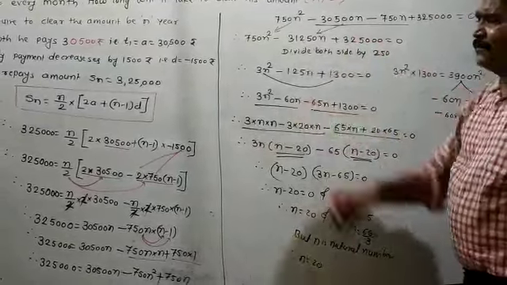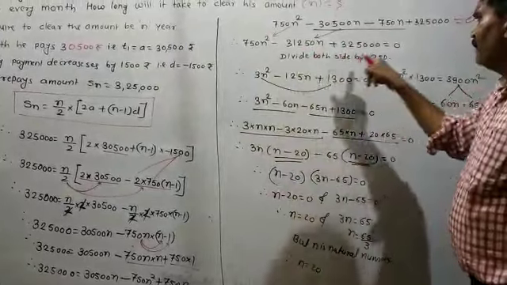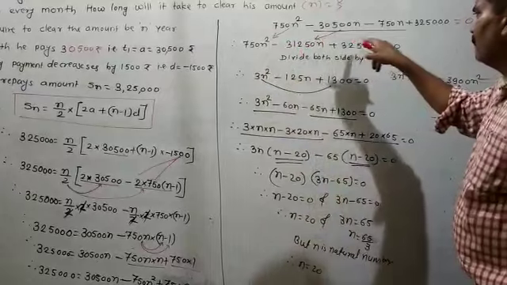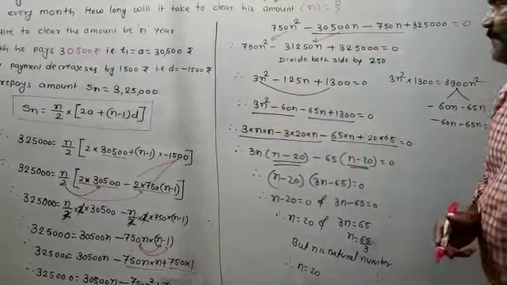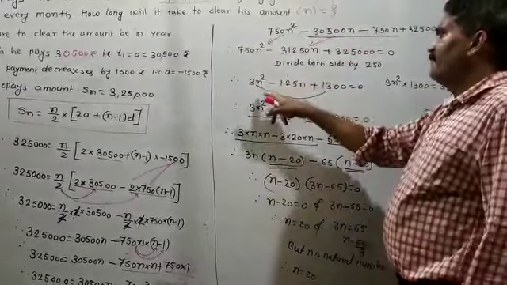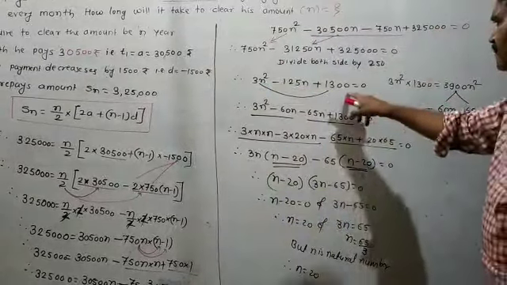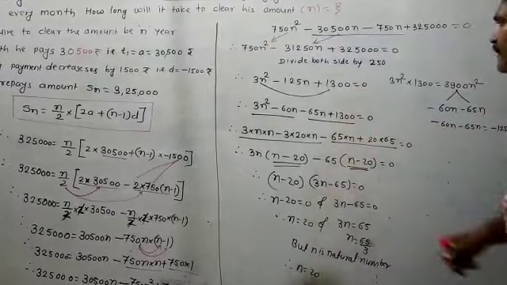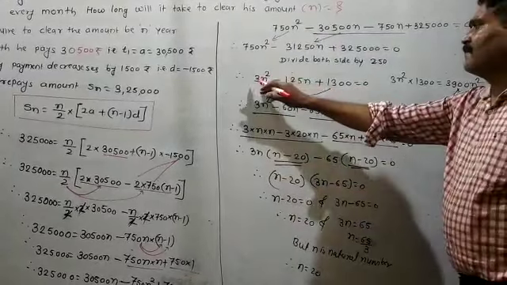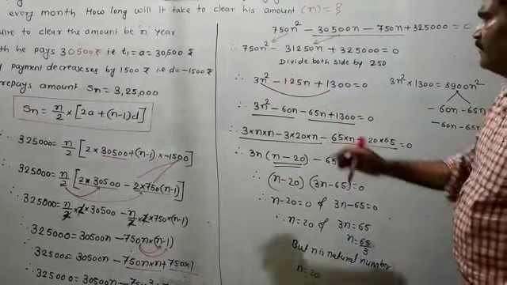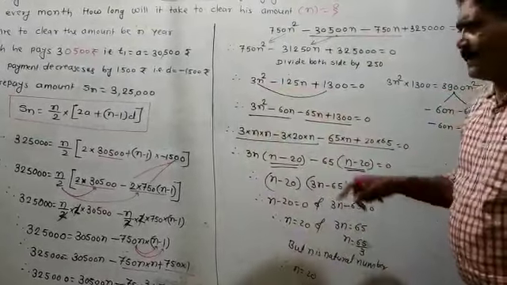Then if you want to reduce this equation, at that time divide both sides by 250, because this one is divisible by 250, this one is also divisible by 250, this one is also divisible by 250. After dividing by 250, this becomes 3n square minus 125n plus 1300 is equal to 0. Then this is the quadratic equation in the form ax square plus bx plus c is equal to 0. Then I will solve by the factorization method.